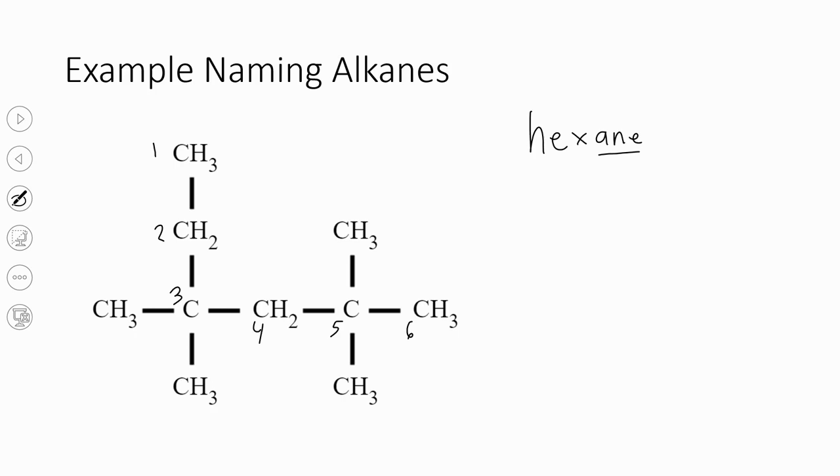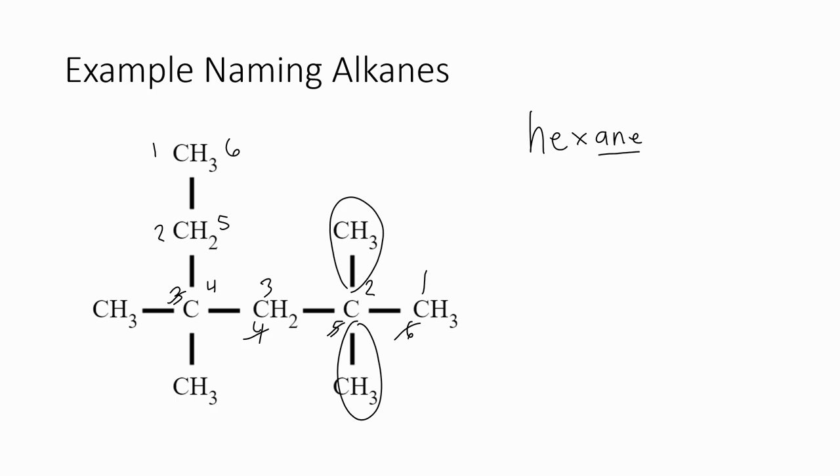All right, but if I number it this way, I have 1, 2, 3. I have 2 methyls on group 3. If I number it this way, 1, 2, 3, 4, 5, 6, I have 2 methyl groups on group 2. So this will reduce the first substituent. So I'm going to number it this way. Let's cross out that one. Yeah, this way. 1, 2, 3, 4, 5, 6.